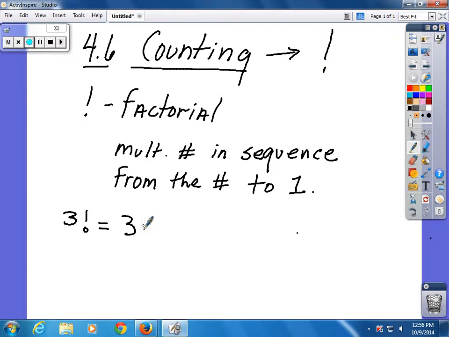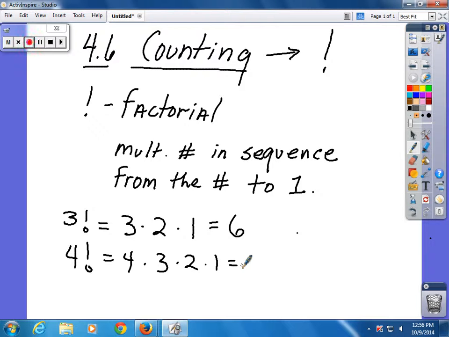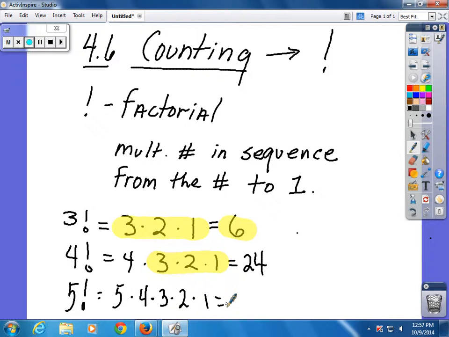So 3 factorial is equal to 3 times 2 times 1, which is equal to 6. 4 factorial is equal to 4 times 3 times 2 times 1. Do you already know what 3 times 2 times 1 is? Yes, it's 6. So 6 times 4 is 24. What do you think 5 factorial will be? 5 times 4 times 3 times 2 times 1. You already know what 4 times 3 times 2 times 1 is, so what's 5 times 24? 120.